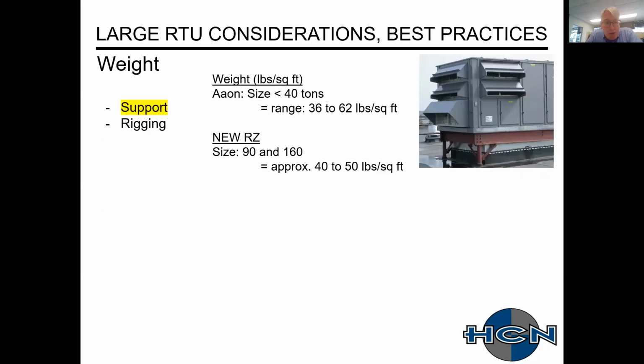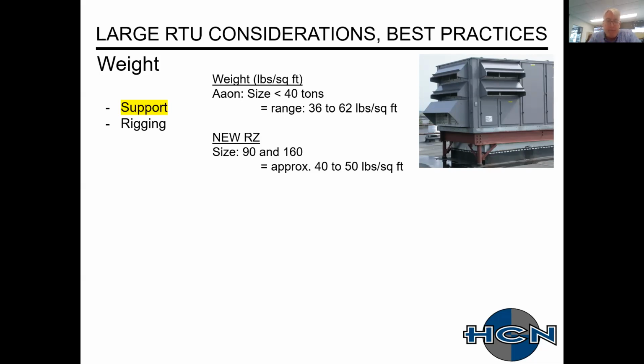All right, so from a weight perspective, there's two items: support as well as rigging. What I did was I went back and looked at the approximate density, or the weight in pounds per square foot, of rooftop units. I went back on previous jobs that I had done with AON units, where the sizes were less than 40 tons. The range was from about 35 up to about 60 pounds per square foot. And then with the new RZ, I just looked at a 90 and 160 tons, a couple of different options. The range was in the 40 to 50 pounds per square foot range.